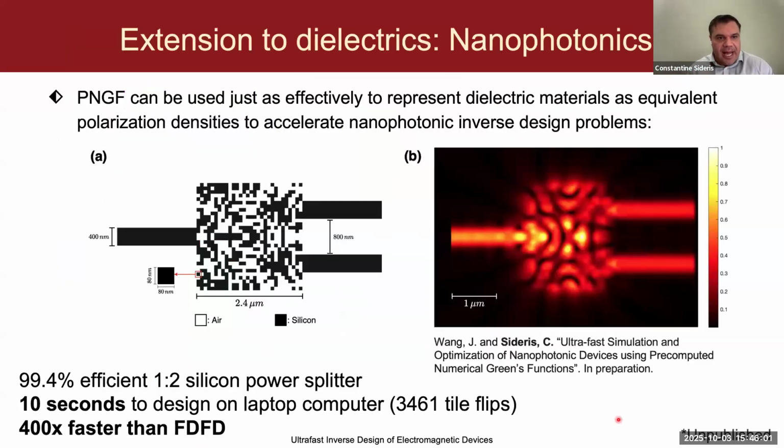This is unpublished work, just some preliminary design examples, as we've been extending this to other domains. We're also looking at nanophotonics, where our tiles are not metals but dielectrics. So the method itself is certainly not limited to metallic structures. It can be extended to many different types of physics. Here we have a 1 to 2 nanophotonic splitter. This only took 10 seconds to design on a laptop computer. It's 400 times faster than if you had used an FDFD method to simulate the structure.